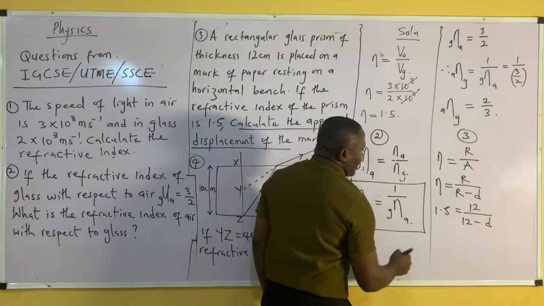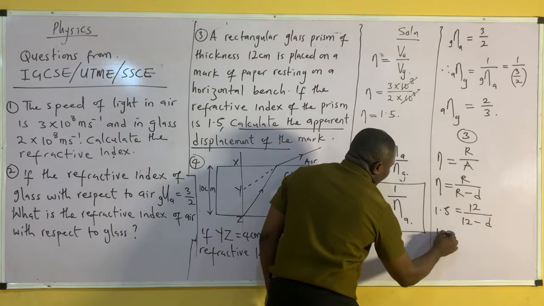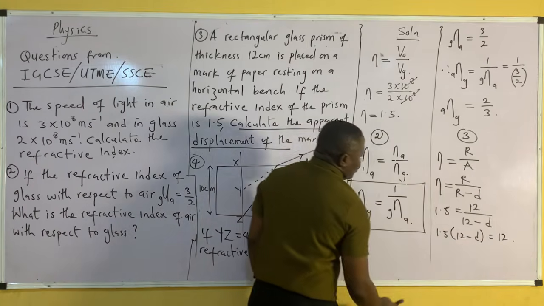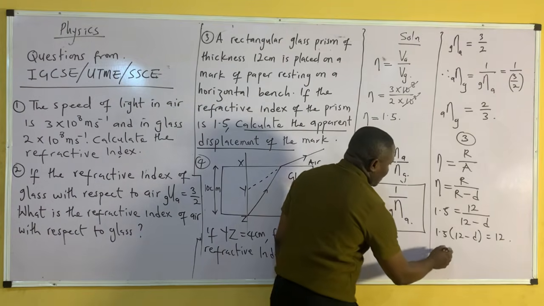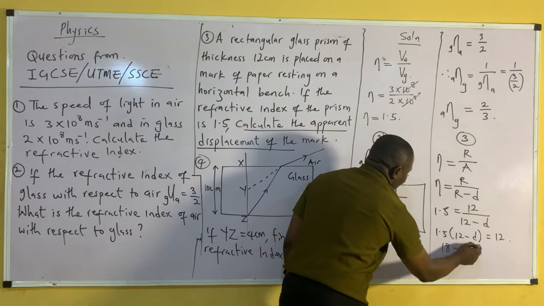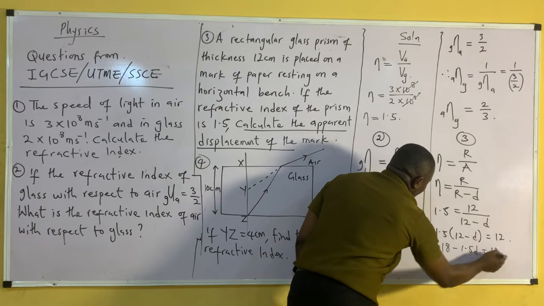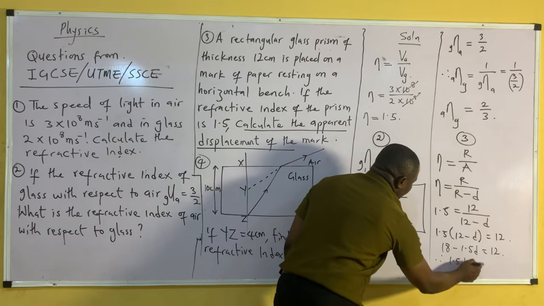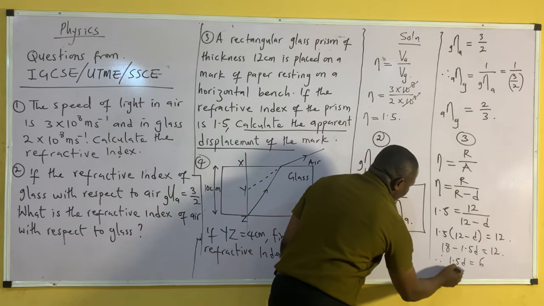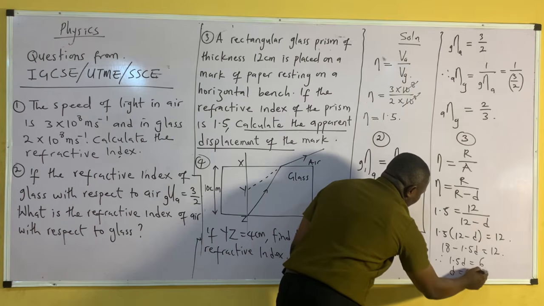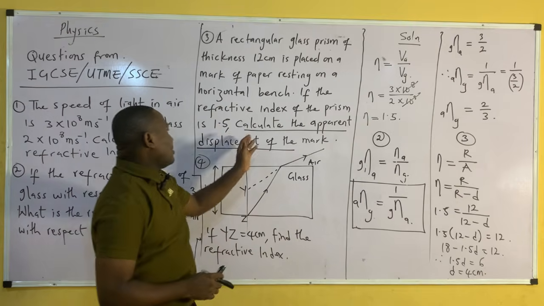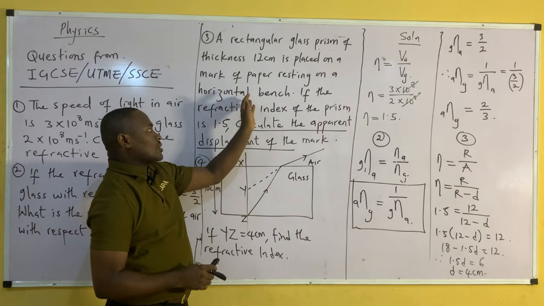So if you cross multiply, you'll have 1.5 open bracket 12 minus d is equal to 12. So this becomes 18 minus 1.5d equals 12. So therefore, I have 1.5d equals 6. So therefore, d equals 4 centimeter. So the apparent displacement of this question is equal to 4. Now let's look at question number 4.